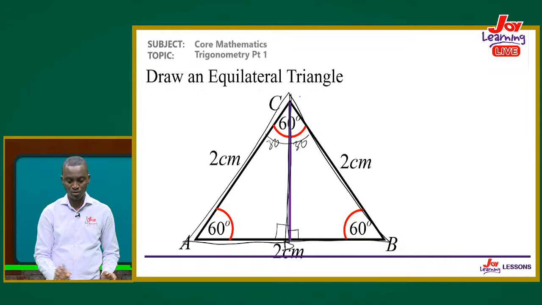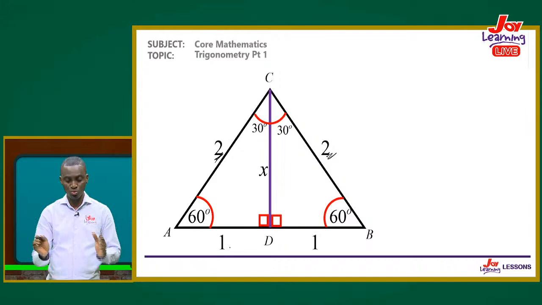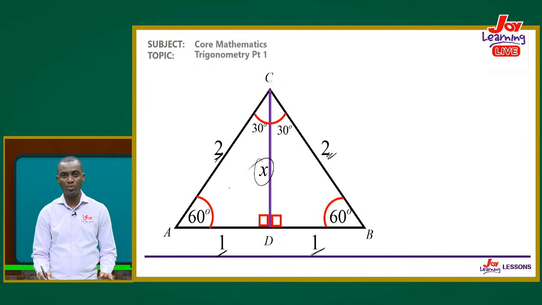So if you do that, you could write it this way. Now, these are 2 centimeters, 2 centimeters. And now the base, instead of 2 centimeters, because I'm dividing the base into two equal parts, I'll have 1 centimeter and 1 centimeter as well. Now, since I'm creating a right angle triangle, I can find the side x using Pythagoras theorem.